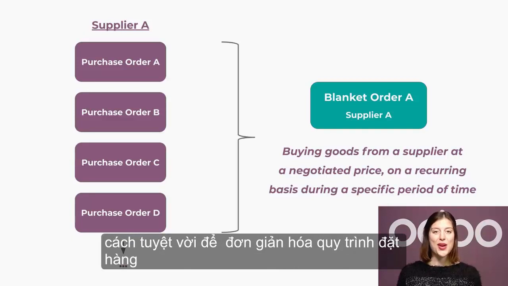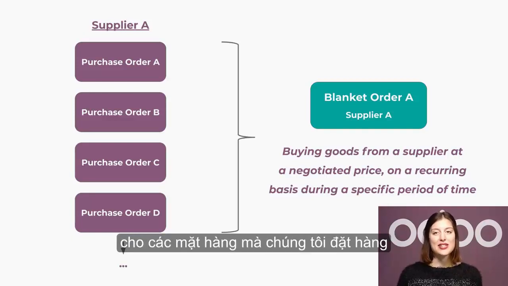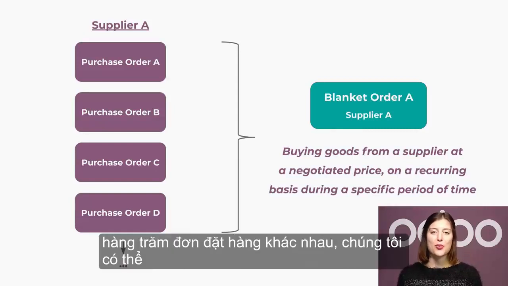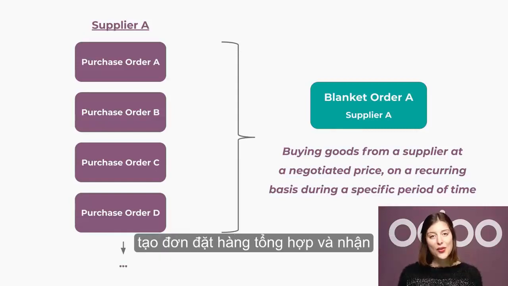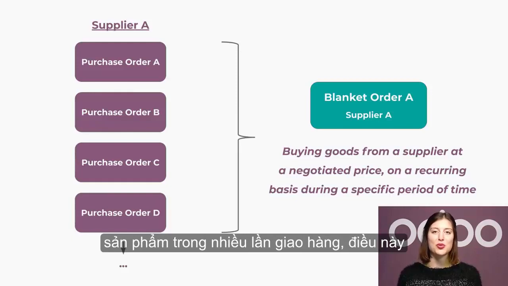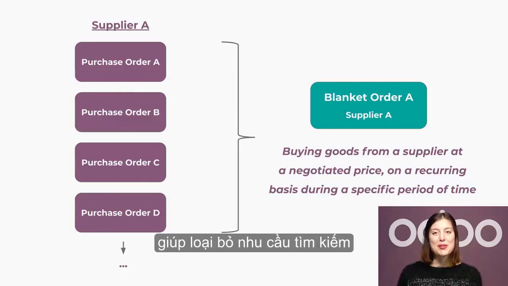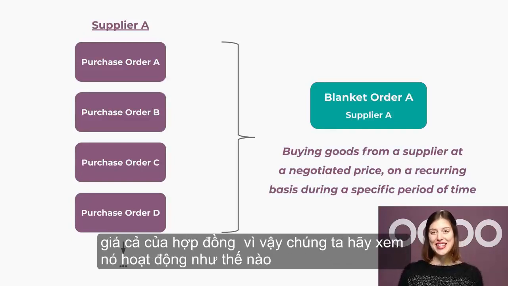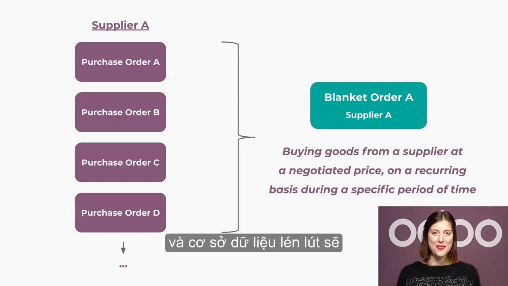It's also a great way to simplify the ordering process for items that we order repeatedly. Rather than creating 100 different purchase orders, we can create a blanket order and receive the products in multiple deliveries. Doing so eliminates the need to search for new suppliers or renegotiate the terms and prices of a contract. So let's see how it works in our Stealthy Wood database.